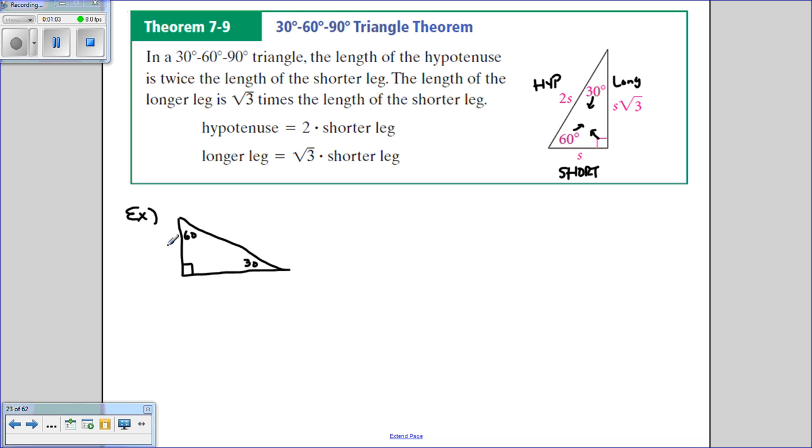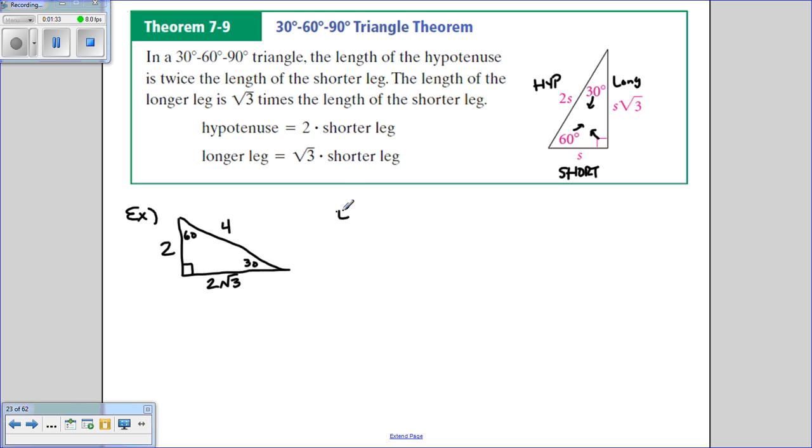Okay, let's say the short leg was 2. This is the short leg. If I multiply that by 2, I get the hypotenuse. So the short leg times 2 will give me 4 for the hypotenuse. The long leg would be the short leg times radical 3.